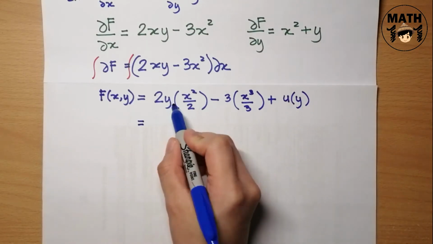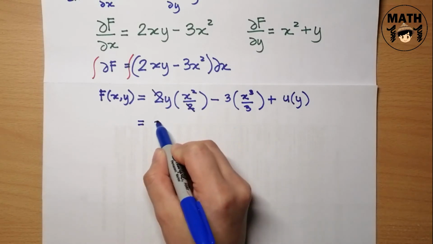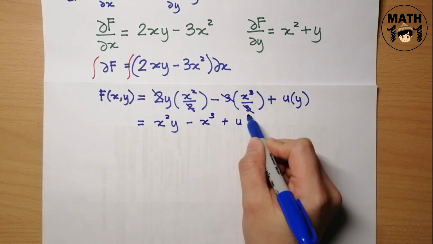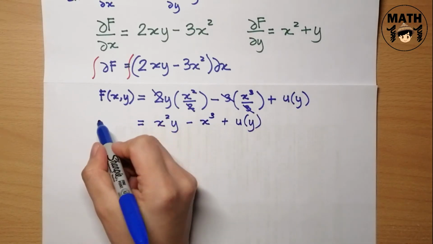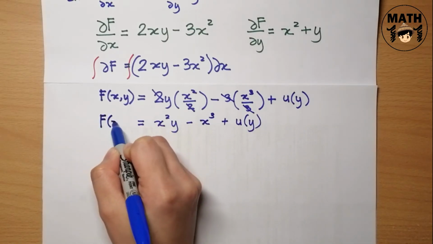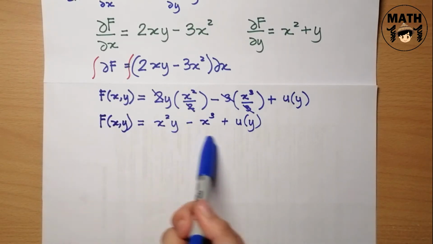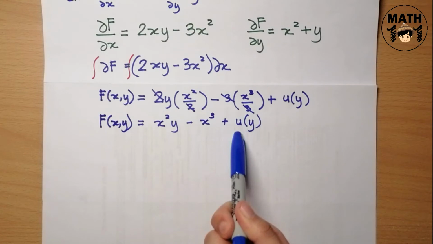Simplify lang natin to. So we have here, we can cancel this. X squared y minus x cubed plus the function y. So ito in terms of y lang. Yung original function natin na hinahanap ay in terms of x and y. So ito na ngayon yung ating hinahanap na function. Kaya lang meron pang unknown function dito na u.